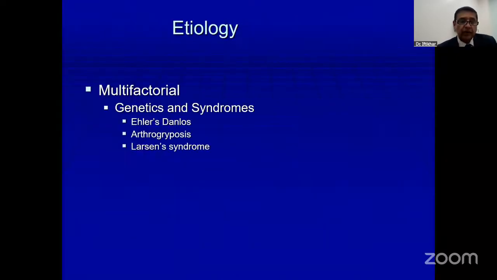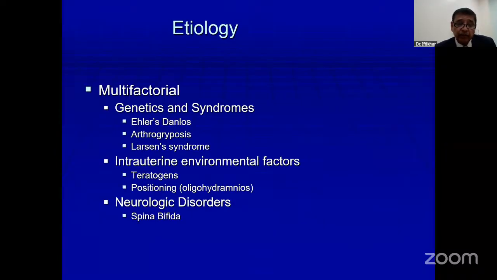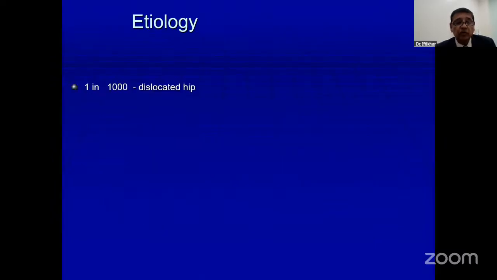So the etiology of DDH: developmental dysplasia means there is a shallow socket of the baby's hip joint, which can predispose to slipping or subluxation of the hip joint. It can be multifactorial, can be associated with syndromes, or it could even be genetic, like arthrogrypotic children or Larsen syndrome. Intrauterine positioning of the babies also plays a major role. Of course, other neurological disorders like spina bifida are also important.